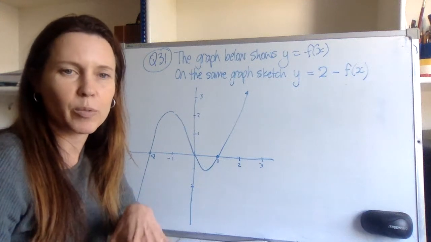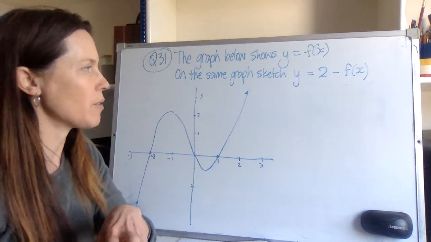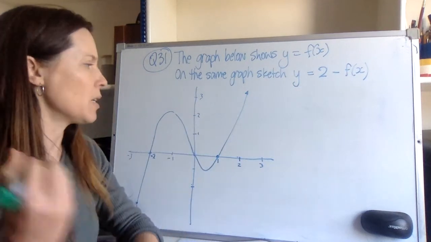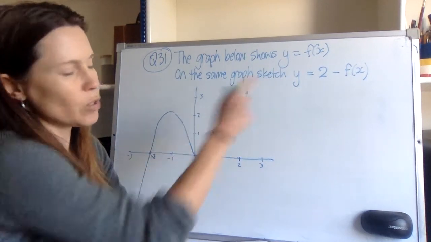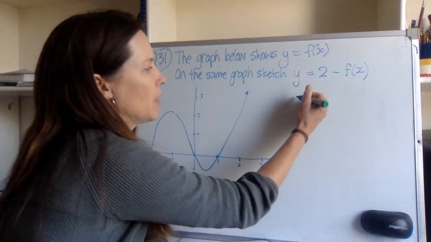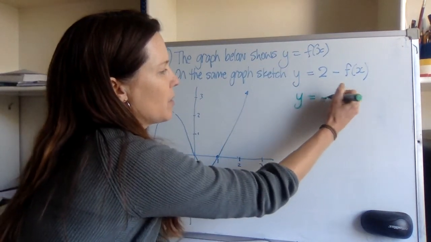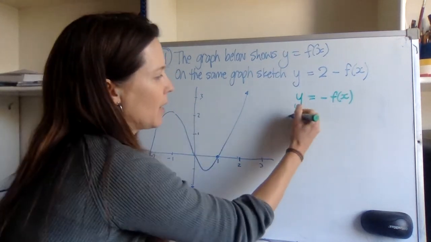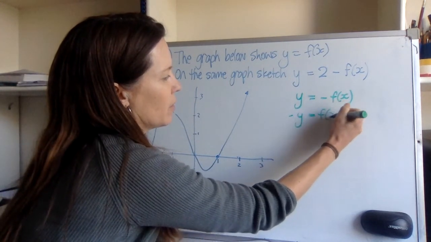In question 31, we've got a sketch of y equals f of x, and we need to graph y equals 2 minus f of x on the same graph. Now, there's two transformations that have occurred here. Let's firstly just consider what this looks like, and remember that it's the same thing as this.